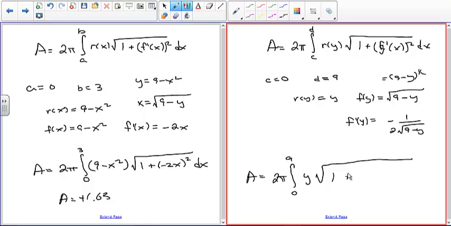So what I'm going to do is do this integral. So it'll be negative 1 over 2 the square root of 9 minus y, squared, dy. So r of y is y. And g prime of y, I should have used g here, sorry, is that. So I should be able to plug that in and get the same answer. So we'll see if it works or not.